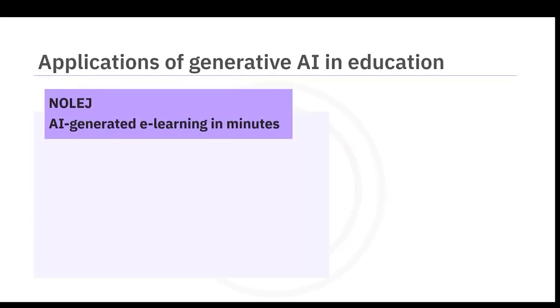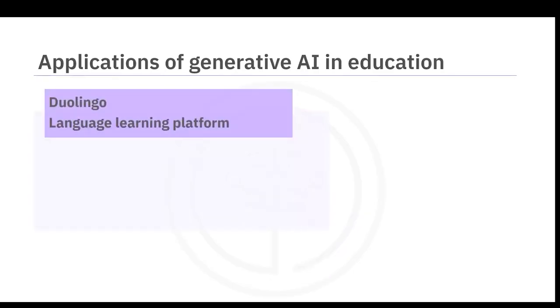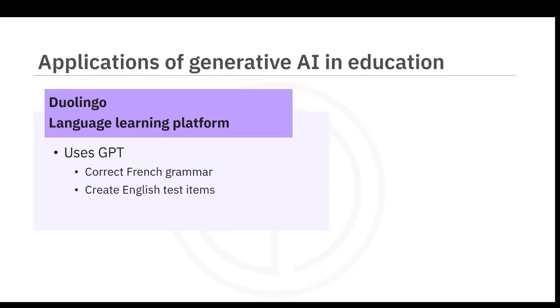Knoll.J, for example, offers AI-generated e-learning within minutes, including interactive videos, glossary, practice questions, and summary for the targeted topic. Duolingo is a language learning platform that uses GPT-3 to correct French grammar and create test items for English.